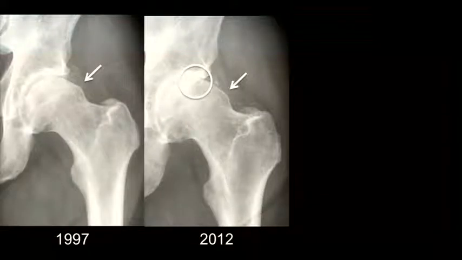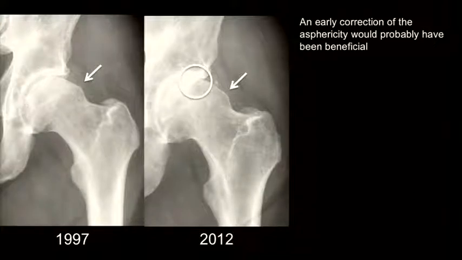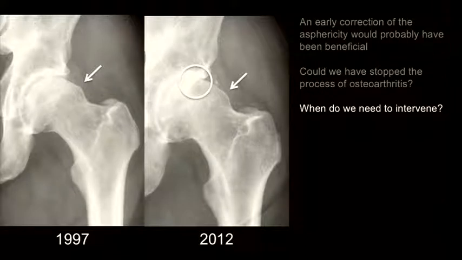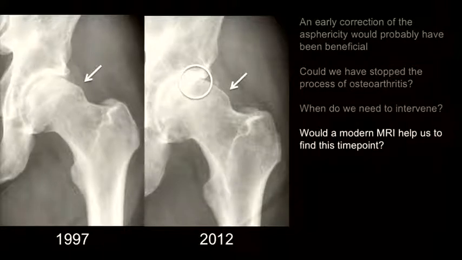So this is the problem that we are faced with all the time now. I think we all agree that, for example, for this patient who developed osteoarthritis due to an uncorrected cam deformity over a couple of years, an early correction of this asphericity would probably have been beneficial. But we don't really know if we could have stopped the process of osteoarthritis in this patient. We don't really know when exactly we have to intervene. We still don't really know if a modern MRI would help us to find this time point.